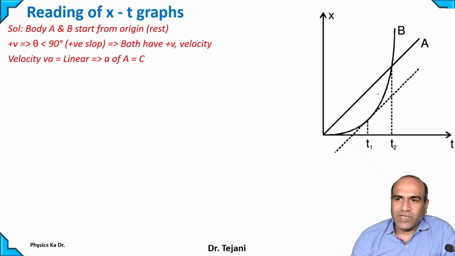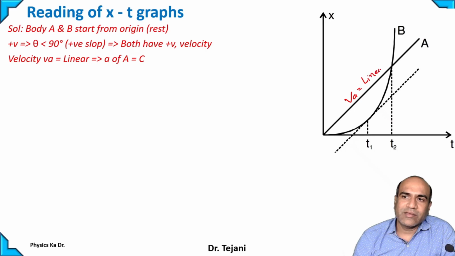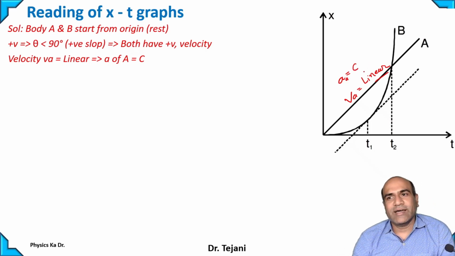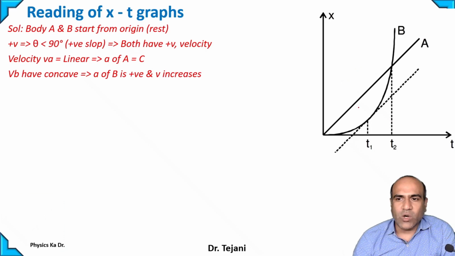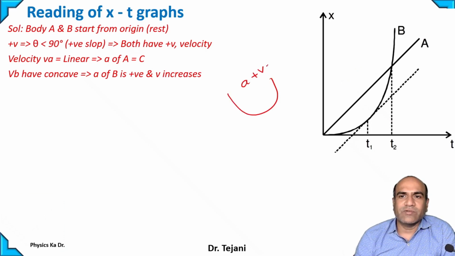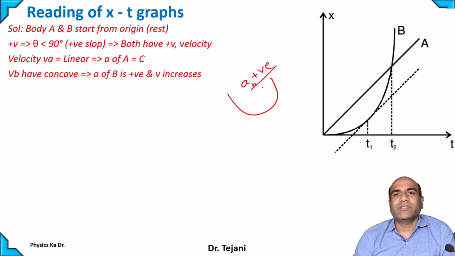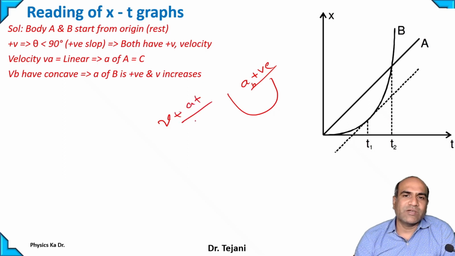See, the velocity of body A is linear. That means the acceleration of body A is constant. Then for VB, the shape is concave. We know that this shape is concave, therefore acceleration should be positive. For body B, acceleration is positive. So V is positive, acceleration is positive, so V increases.